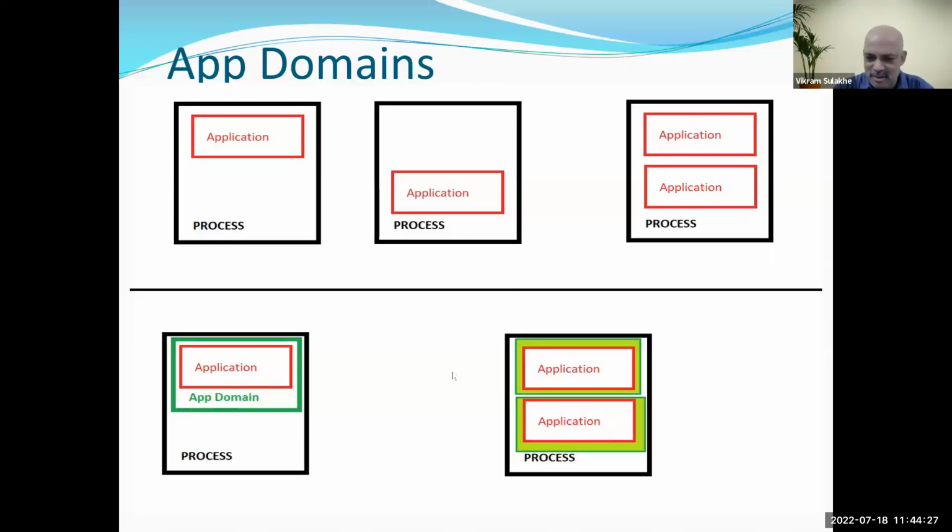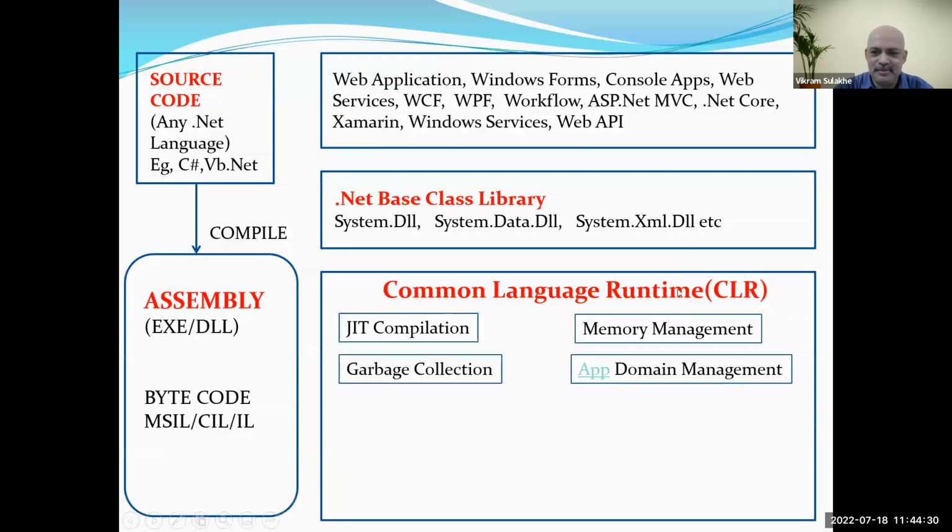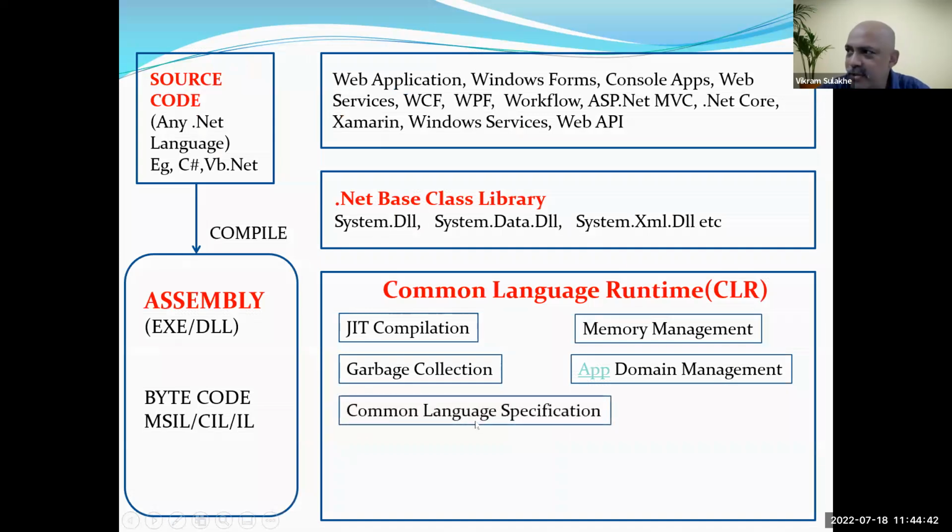Okay, let's go back to the previous screen. So that's app domain management, one more feature of the CLR. One more function of the CLR. Besides this, the CLR is also responsible for keeping track of something called CLS and CTS. CLS here stands for Common Language Specification, and CTS is Common Type System. Okay, so let me explain these two terms. They are somewhat related.